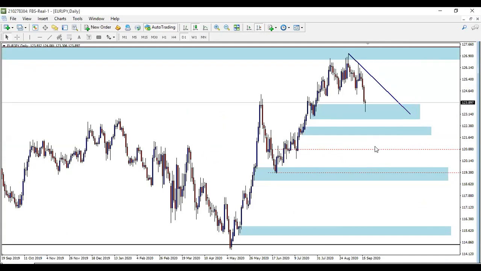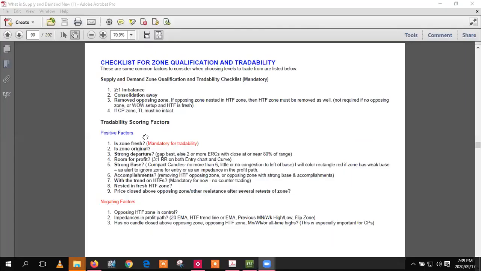Now when you're looking for a trade, make sure that the zone that you're going to trade on will meet these requirements here. This is a must for your tradability. Remember again, this is a checklist for zone qualification and tradability. So this is how you check if your zone is tradable.